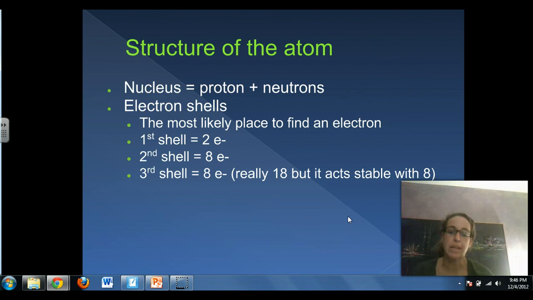It actually holds 18. But for our purposes in biology, we really only look at the first 3 rows. And anytime that an atom has 8 electrons, it is stable, which is called the octet rule. So we're just going to use 8 for our purposes. But remember that it actually can hold 18.